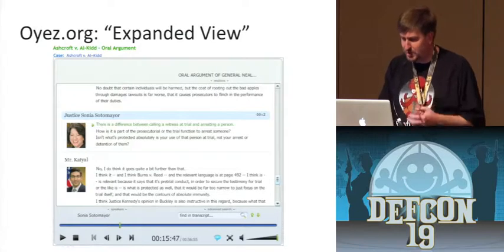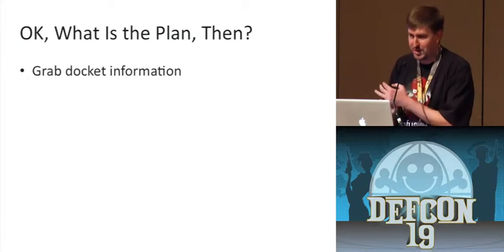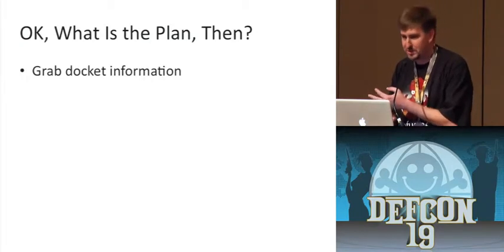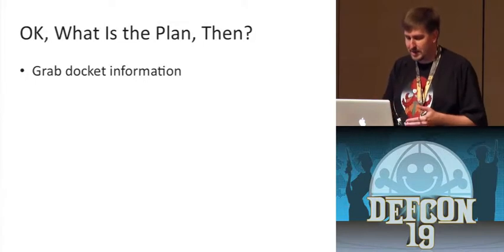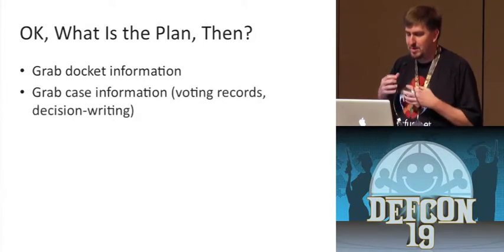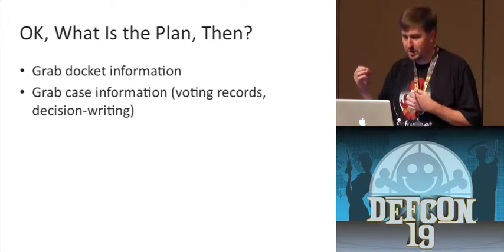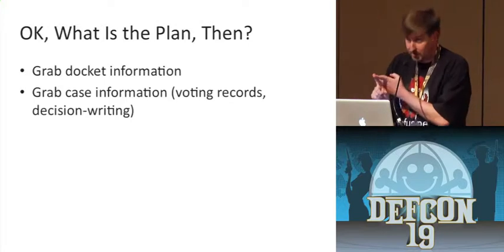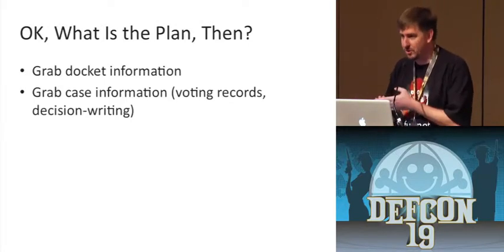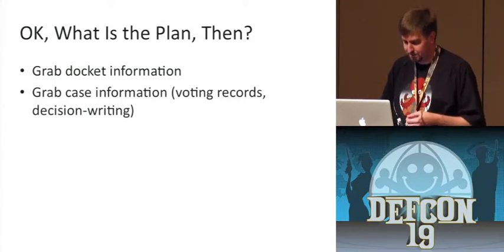So my plan was, let's go ahead and grab all of the docket information. By docket information, I mean what's the list of cases, and who were the justices participating in them, and when were they heard. So we're going to grab all of that. And then we're going to grab the information about the individual cases. How did each justice vote? Did they write a decision in the case? In other words, the majority opinion of the court, or a dissent, or a concurrence? Did they write something that expressed an opinion?